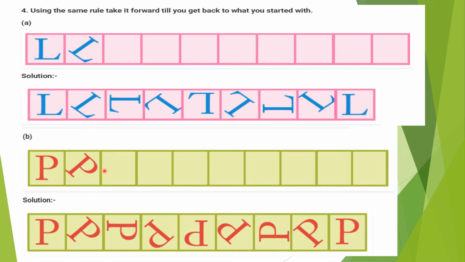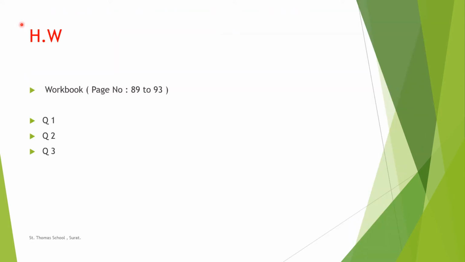When you make a 45 degree turn, it becomes like this. One more turn, it goes like this, and once again a turn. So you can see one by one how the P is going on when you make 45 degree turns. So you have to do this in your school textbook itself. Now there is a homework for you. Take out page number 89 of your workbook. From page 89 to 93, question number 1, 2 and 3, you have to complete this in your workbook itself.